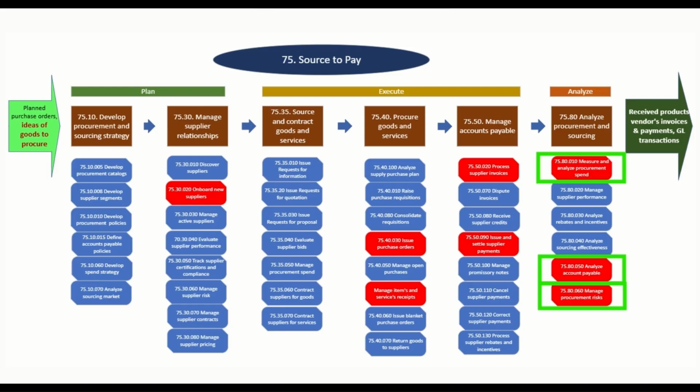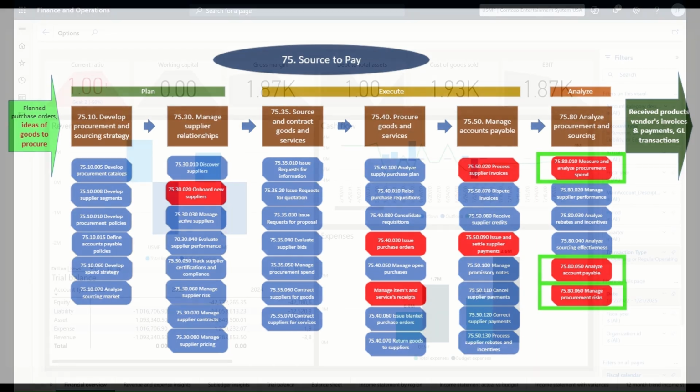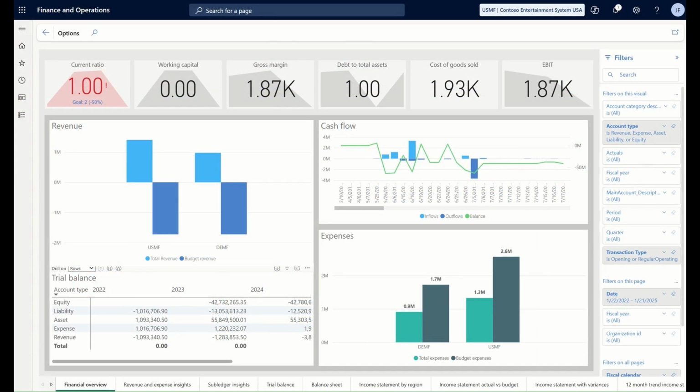The final step in our demo is Business Process Area 75.80 Analyze Procurement and Sourcing. Here we will review analytical reporting options in procurement and accounts payable areas. Dynamics 365 AI ERP has several types of reports. In this demo, we will review reports based on Microsoft Power BI service.